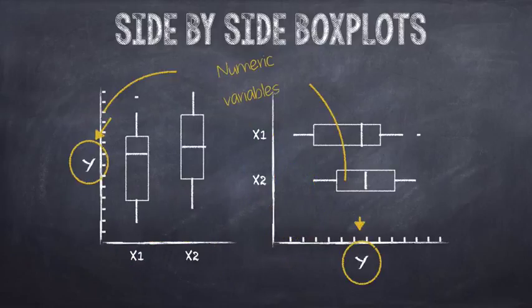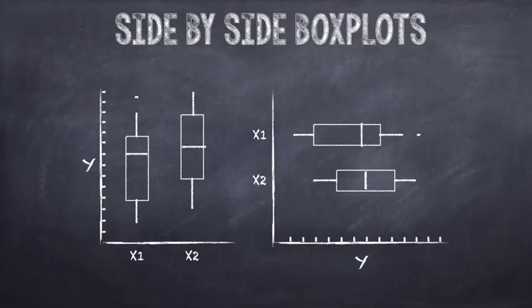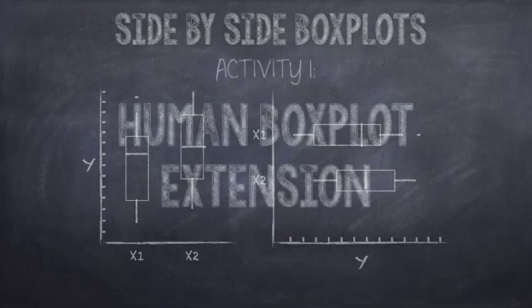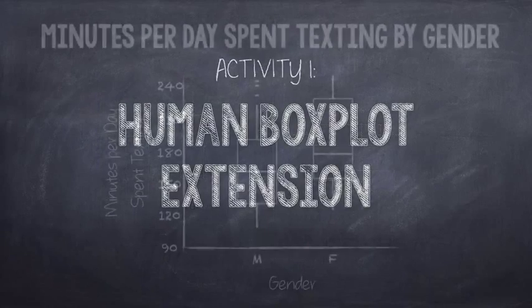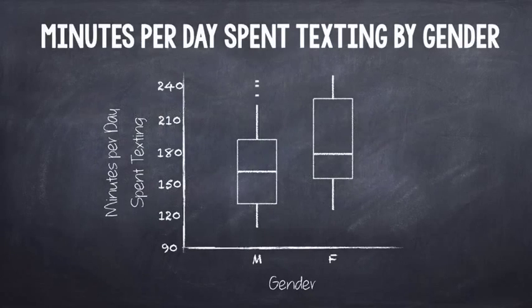In the next portion of the video, we'll walk you through some activities that you can use to help students better understand and visualize side-by-side box plots. The first activity is an extension of the human box plot from the last video. As our example, let's create a graph of students' average time spent texting each day by gender.